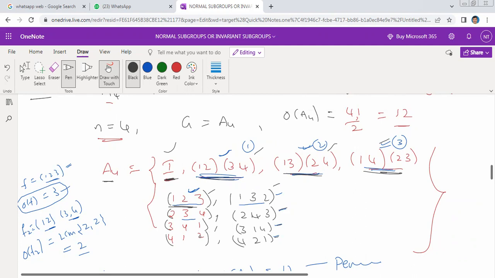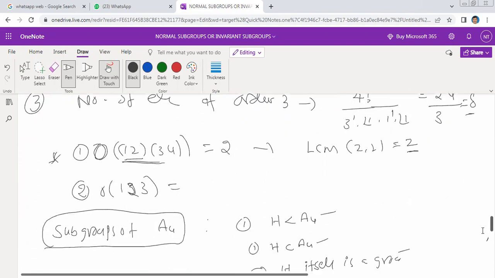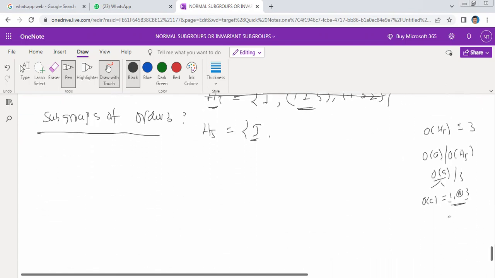Can you say how many subgroups of order 3 there are? How many subgroups of order 3 are there? 8. Think once. 4, sir. Yes.